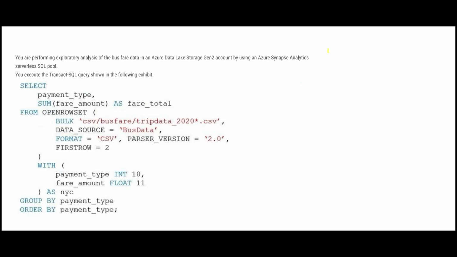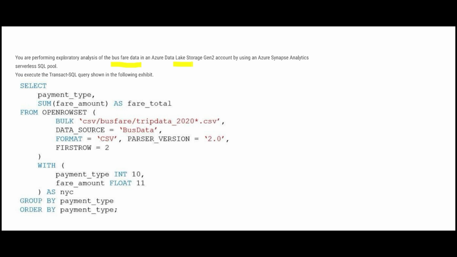So let us look at one more question. Here you are doing analysis. You have bus fare data, like if you are taking a Greyhound bus from New York to Boston, what is the bus fare? And you go from New York to Connecticut. So you have so many bus fare data. You are storing it in Azure Data Lake Storage. This is just like a blob store, object storage. You can store anything, file, video, audio. So in this case, they are storing this bus fare data here.